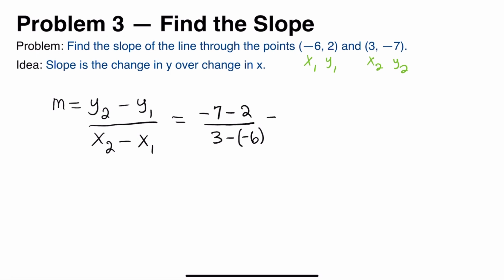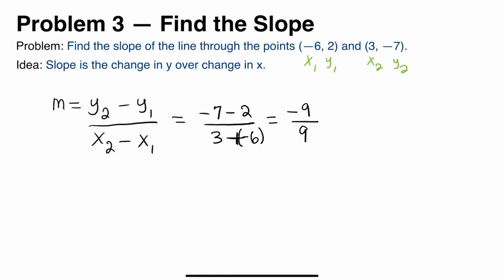Let's go ahead and do the math here. We have -9 over 3 plus 6. When you have a double negative, change it to a plus, and that's over 9. Okay, so the slope is -9 divided by 9.